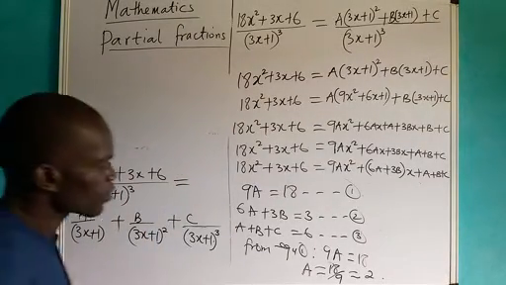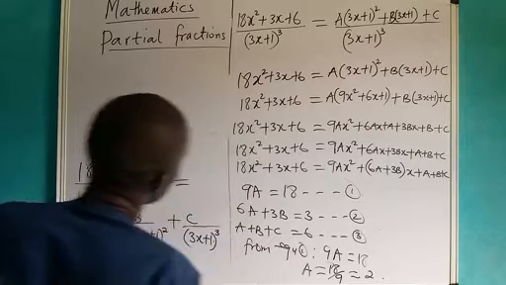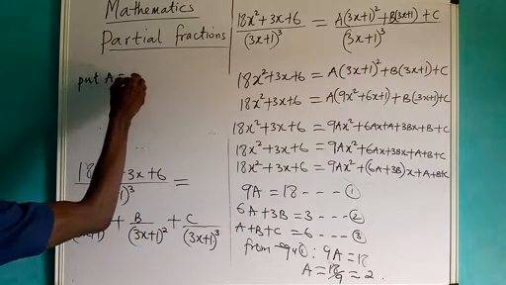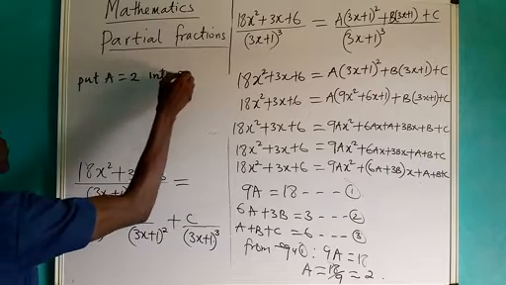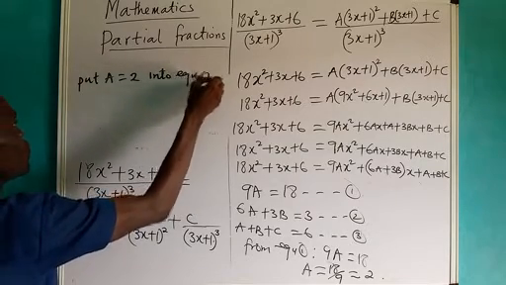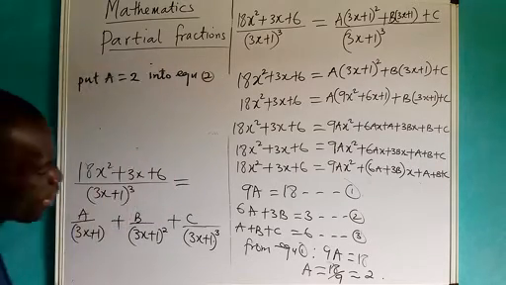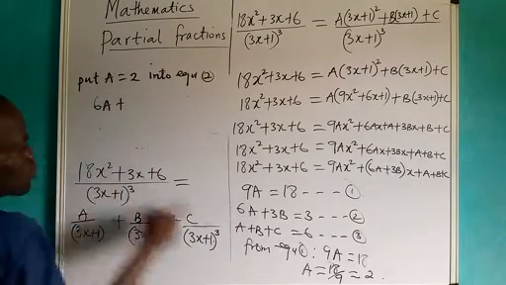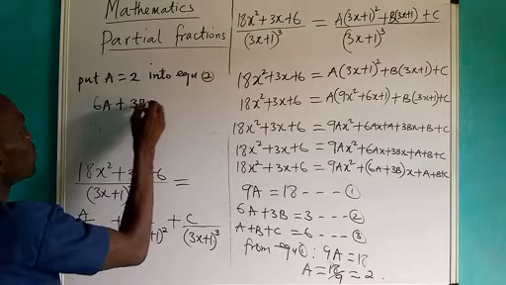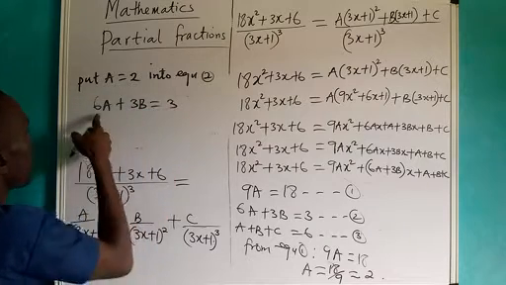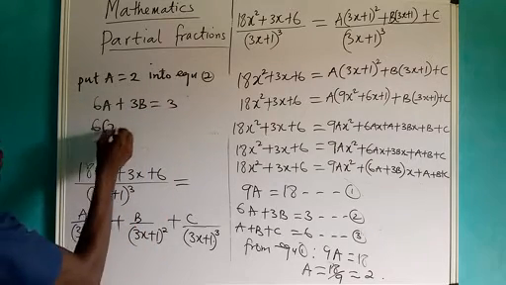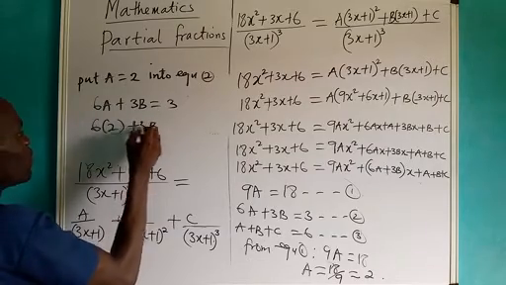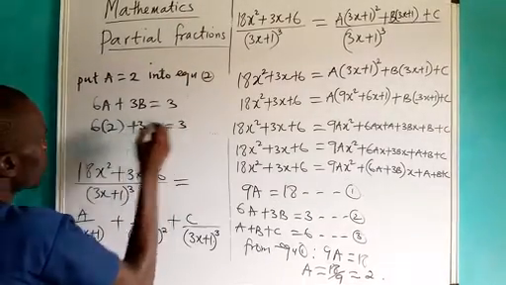Now, from what I've just gotten, I can put a equal to 2 into equation 2. And what is equation 2? Equation 2 is 6a plus 3b equal 3. Now, where I have my a, I will put 2 there.